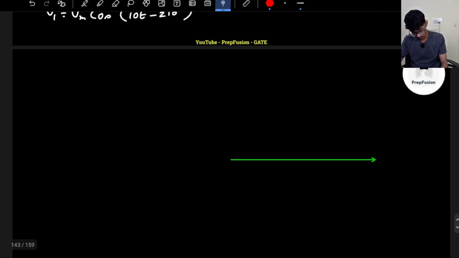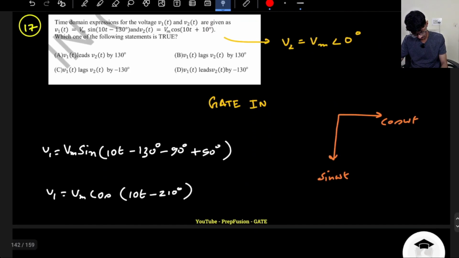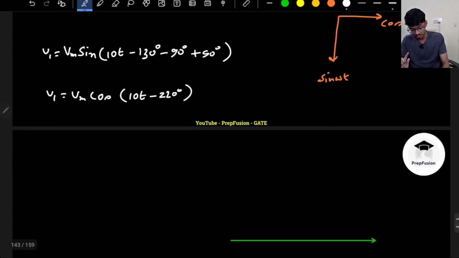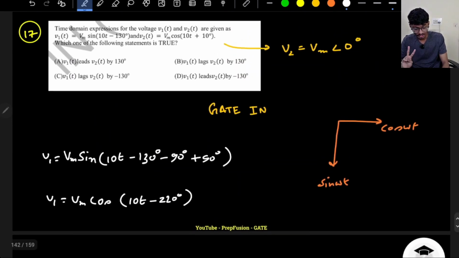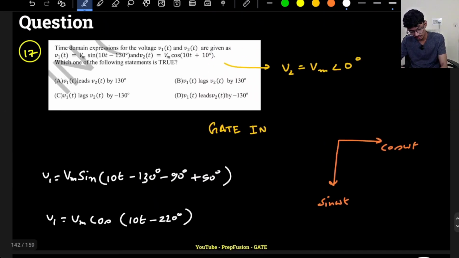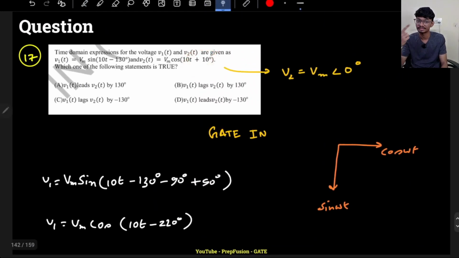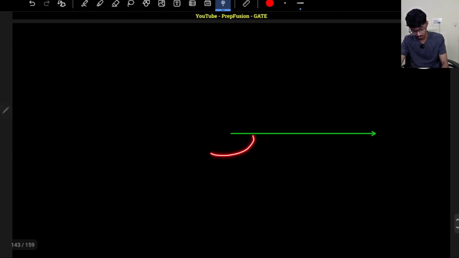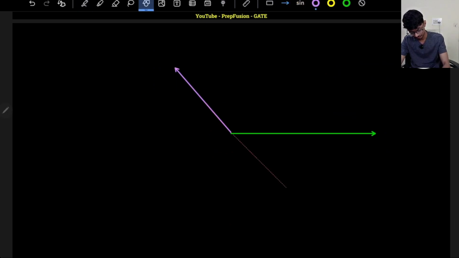To reach v1 I have to subtract 220. Oh no, sorry, I messed up. 130 minus 90, this is 220. So I have to subtract how much? 230. From v2 the angle I have to subtract is 230. If I am subtracting, that means I am moving in the clockwise direction. So I have to move in the clockwise direction 230 degrees. So my v1 will be somewhere around here.